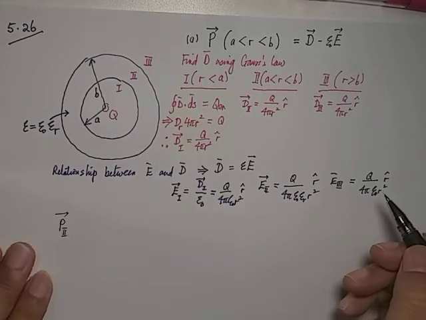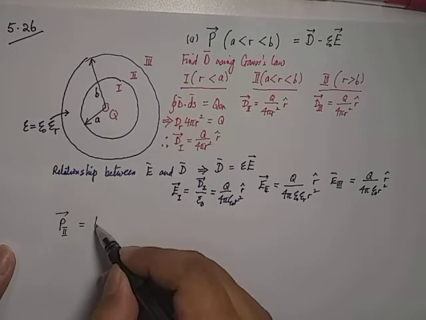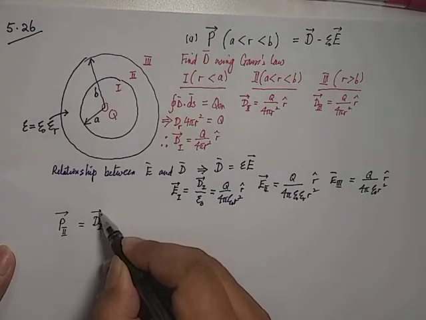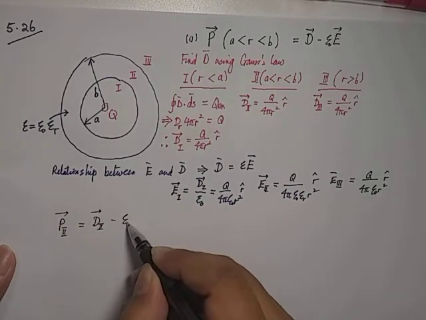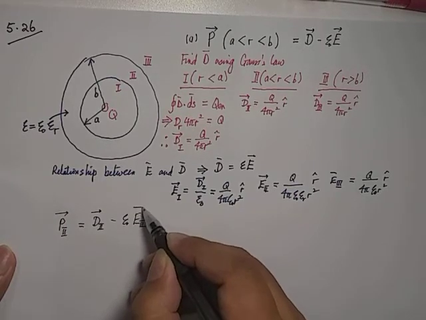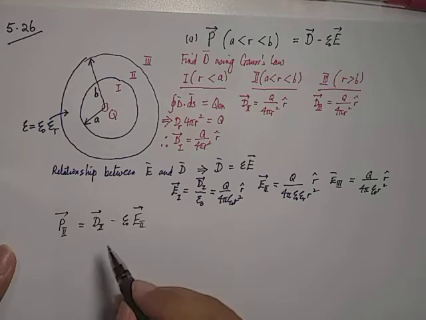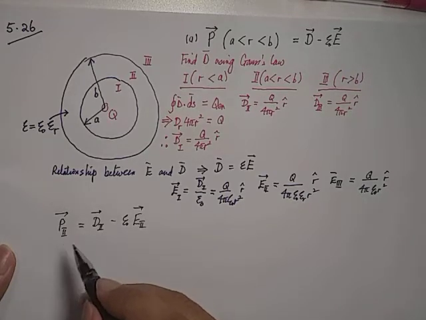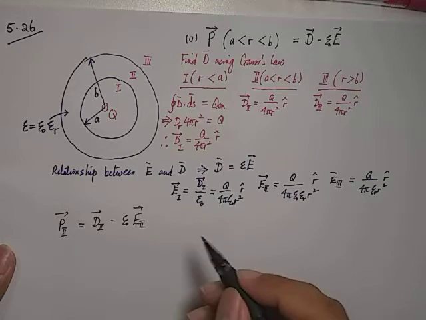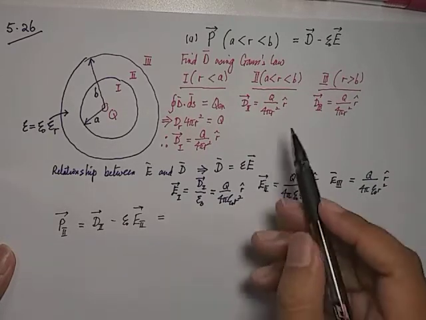Okay, that should be our region number 2, D2 minus epsilon naught E2. That should be the standard formula we should use. Epsilon naught remains as it is, so D2 due to the P2, E2 due to the P2. So now when we substitute, you just need to substitute D2 with this.